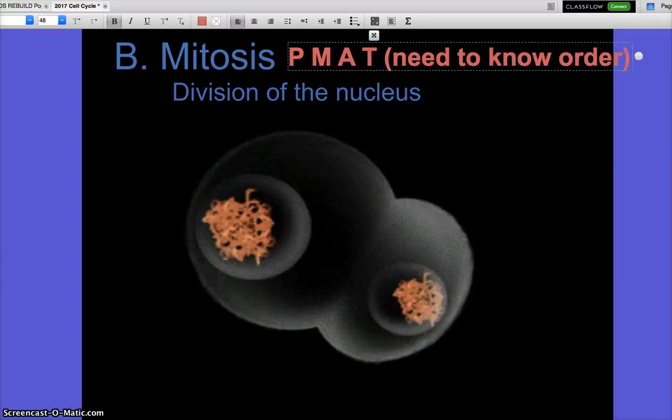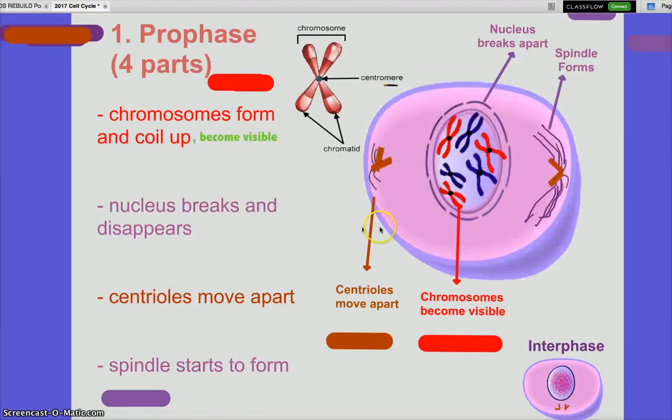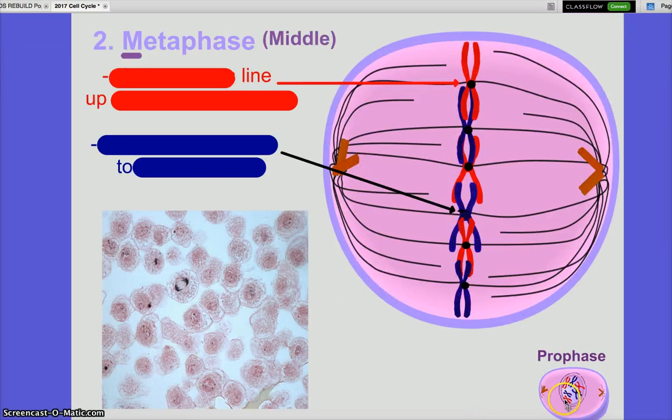Okay? So we got the first one. Let's talk about the second one. We're going to go over it. So do you see interphase down here? I put it here so you could see the transition. All right, so now here's prophase. Let's look at the transition from prophase to metaphase. I want you to underline, well, the word's underlined for you. M for metaphase, M for middle.